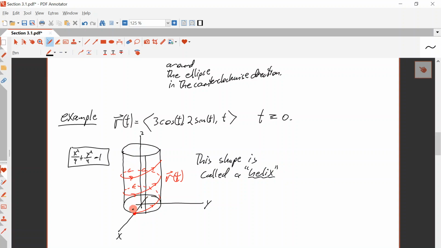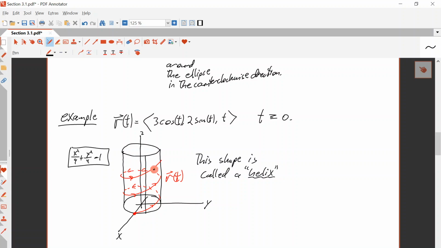Notice that the surface allows us to see the curve better, okay? So the x, y, and z in this vector function r of t satisfy x squared over 9 plus y squared over 4 equals 1. So every x, y, and z that r of t describes lives on the surface that is this elliptical cylinder. When we draw it on the cylinder, you see it better, right?